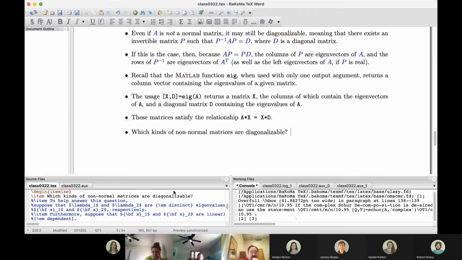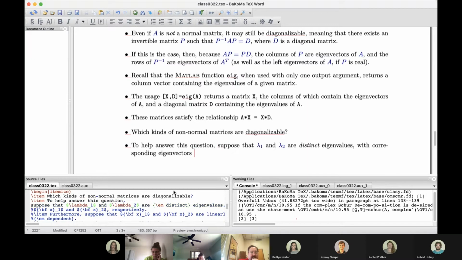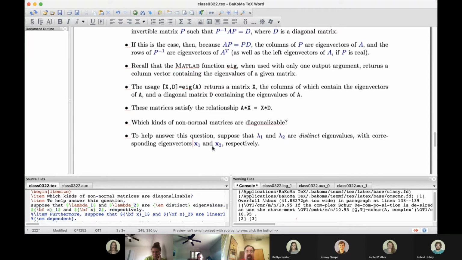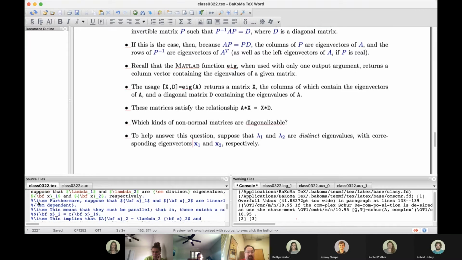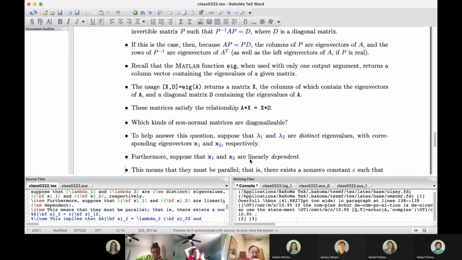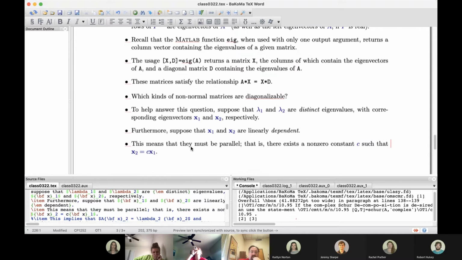So first we're going to look at how eigenvectors of different eigenvalues relate to one another. Let's suppose I have two eigenvalues, lambda 1 and lambda 2, that are distinct, and these are the eigenvectors. Now I'm going to assume that these vectors are linearly dependent. In other words, they're parallel. These are both non-zero vectors because they're eigenvectors. So what it's saying is that x2 is a scalar multiple of x1.